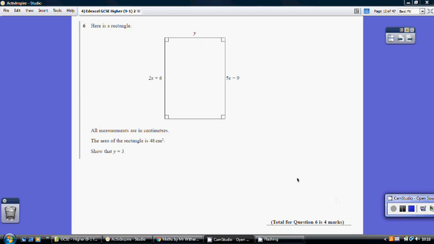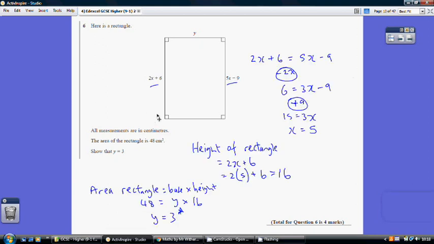Question 6. So we're being asked to show that y equals 3. Well, y is the base of this rectangle. And what else are we told? Well, we're told that the area of the rectangle is 48. So a rectangle's area is base times height. So really, to get to the bottom of this, we're going to need to start off by working out what the height of this rectangle is.